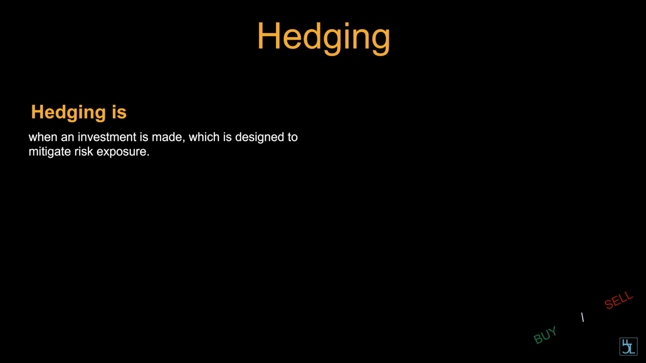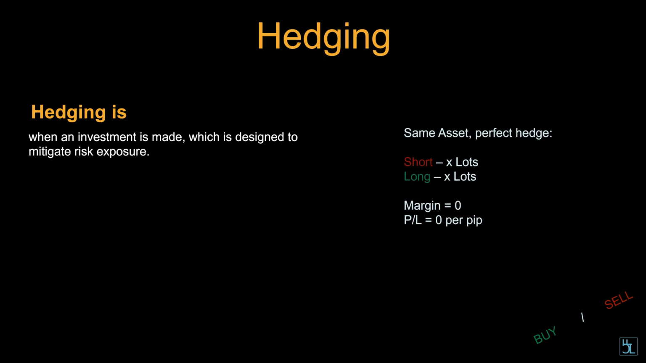A perfect hedge is when a trader is proportionally opened in the opposite direction via the same asset. For example, if a trader is already short on a currency pair and he buys back with that same size as his short order, his profit or loss would not move regardless of where the currency pair goes.